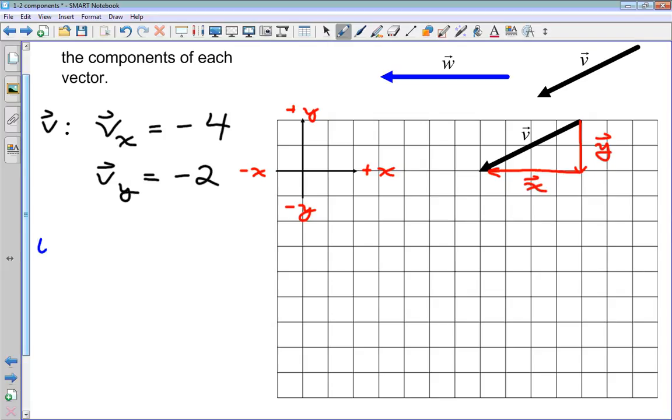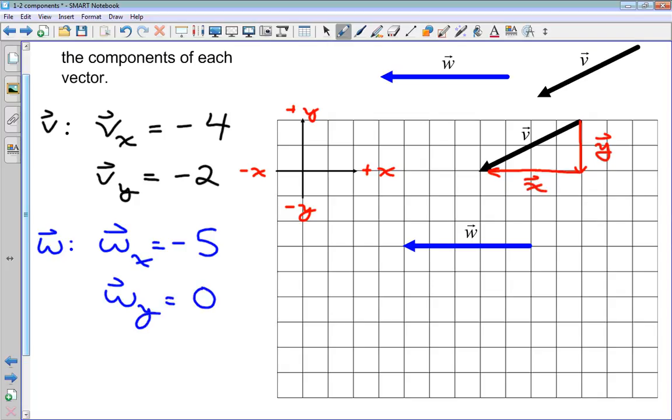And what about vector w? We can bring it down onto our coordinates as well. We can see that when we try to break w into components, w is just pointing in the horizontal direction. It isn't going up or down in the vertical direction at all. So its horizontal component, wx, is going to have a magnitude of 1, 2, 3, 4, 5. And it's going in the negative x direction. Its y component doesn't exist. It has a magnitude of 0 because the vector isn't going up or down at all. So the y component is going to be 0.